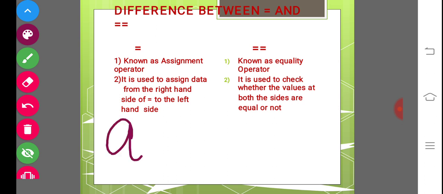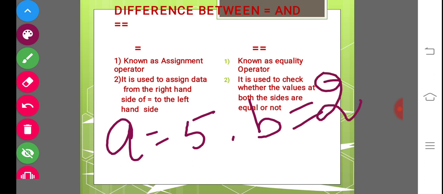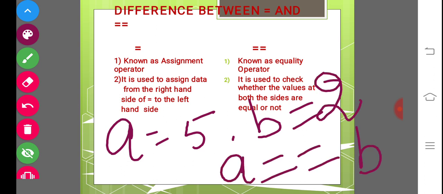So for example, if a equal to 5 and after this I am writing b equal to 2, fine, and I'm writing a double equal to b. Now in the first statements, I'm simply assigning the values to my variables by using the assignment operator, and in the second statement I'm comparing both the values by using this equality operator, whether they are equal. So in this example, they both are not equal. 5 is not equal to 2, so the answer is false.